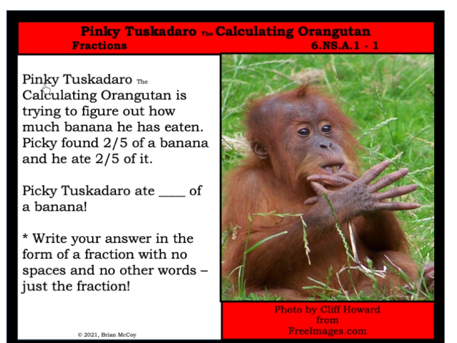And here we go. Pinky Tuskadaro, the calculating orangutan, is trying to figure out how much banana he has eaten. Pinky found 2/5 of a banana and he ate 2/5 of it. And then you're going to say, Pinky Tuskadaro ate blank of a banana. All right, well, let's figure this out. Now, this is a multiplication problem because you got 2/5 of, which means times 2/5.